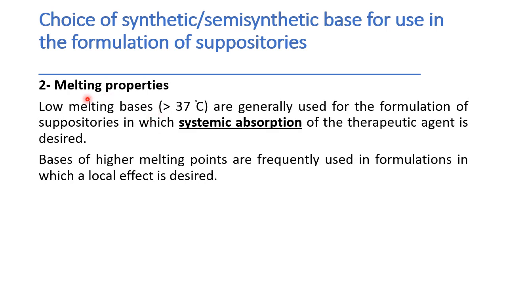The other factor is the melting properties. Low melting bases with a melting point less than 37 degrees centigrade are generally used for the formulation of suppositories when the systemic absorption of the therapeutic agent is required. However, bases of higher melting points are frequently used in the formulation of suppositories with local effect.